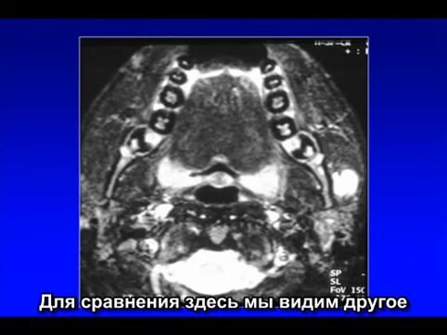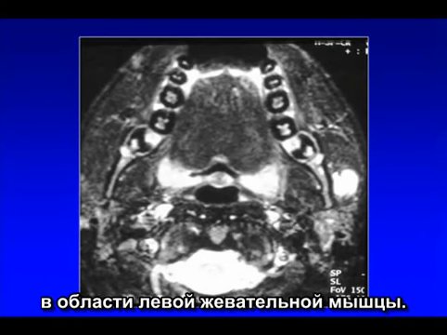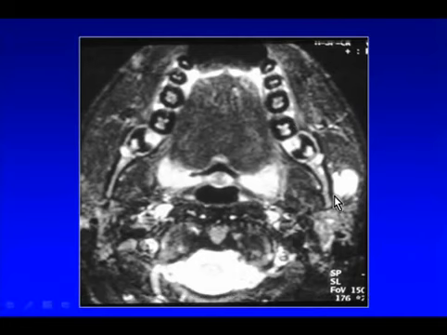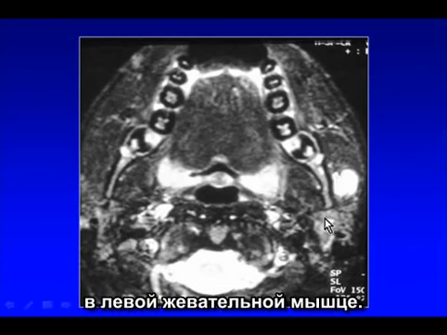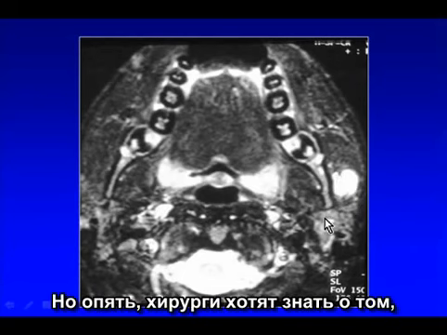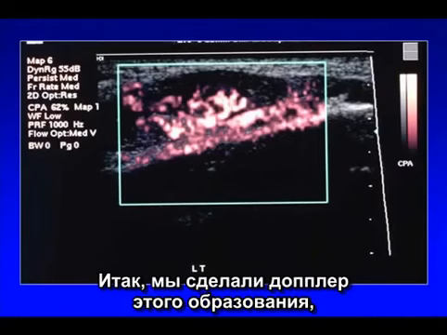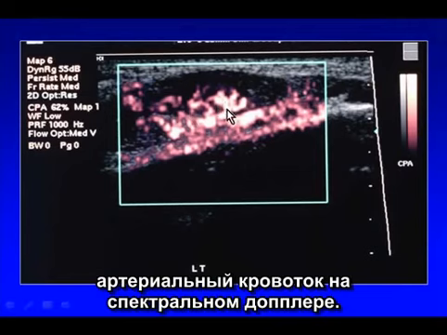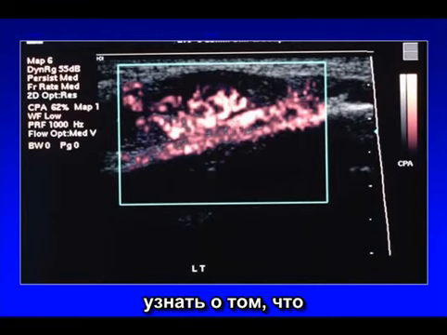Now, in contradistinction, here's another lesion which was present in the region of the left masseter muscle. And this, again, is a T1-weighted gadolinium enhanced image which shows a hyper-enhancing lesion in the left masseter muscle. But again, the surgeon wants to know, what kind of vascularity should I be expecting here? So then we did a Doppler of this lesion which showed abundant flow within it. And this was arterial flow on spectral Doppler analysis. So again, the surgeon was able to know that this, in fact, was a hemangioma.